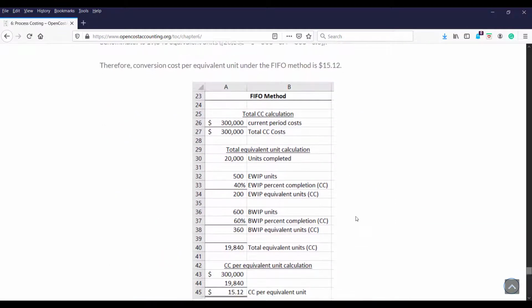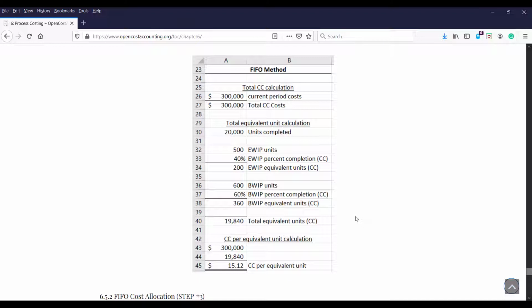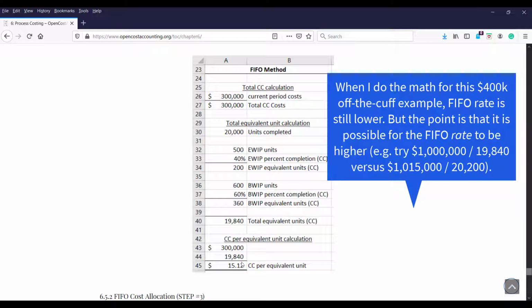Let's say, for example, if we had a really bad cost period this period, we would not have 300,000. We might have 400,000. And if we divided 400,000 by 19,840, we would get a significantly different number. I think we'd be over $20. So we could have a worse rate based on current period costs under FIFO than under weighted average.